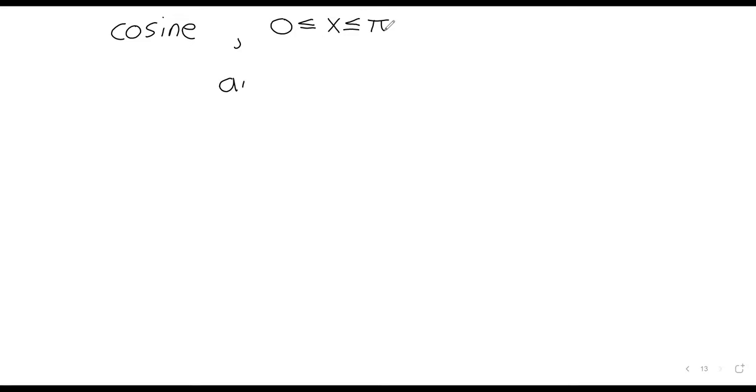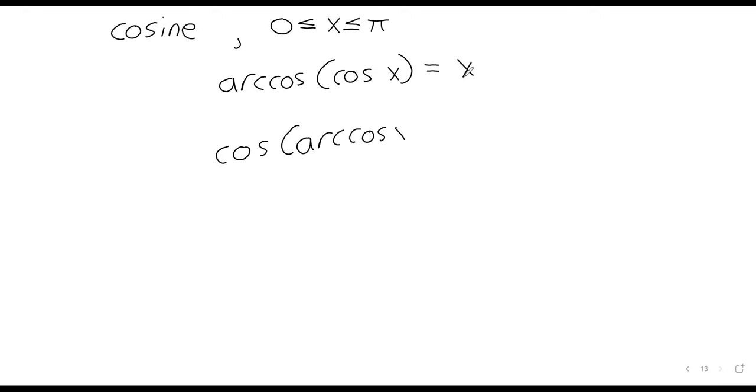And then we define the arc cosine. The arc cosine of the cosine of x equals x, and the cosine of the arc cosine of x equals x. This first equality, though, has an important caveat. It's only true if x is between 0 and pi.